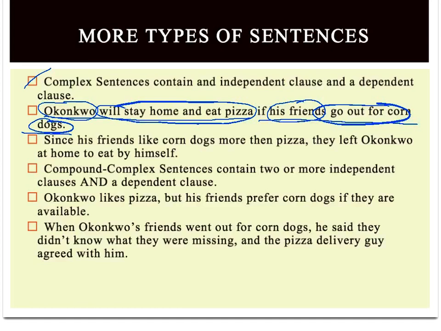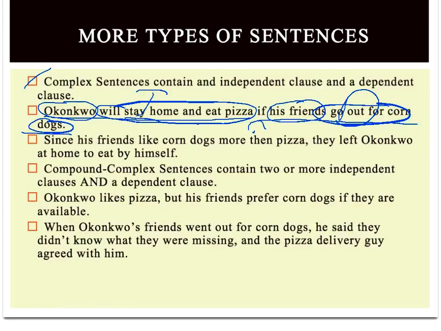The difference is that this one is an independent clause, right? Whereas this one is dependent. Okonkwo will stay home and eat pizza. You can just put a period right there, okay? And that's its own sentence. If his friends go out for corn dogs, period, well, that's a sentence fragment, right? This second sentence here is the same idea. Since his friends like corn dogs more than pizza, they left Okonkwo at home to eat by himself. I have to wonder if they're really his friends at this point.